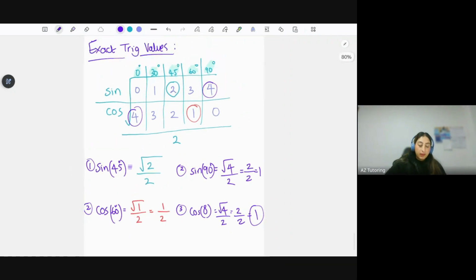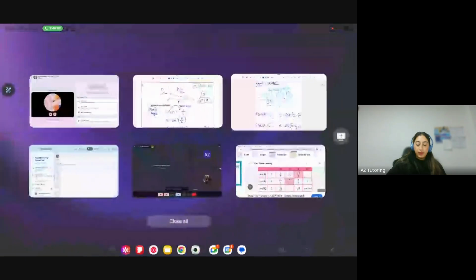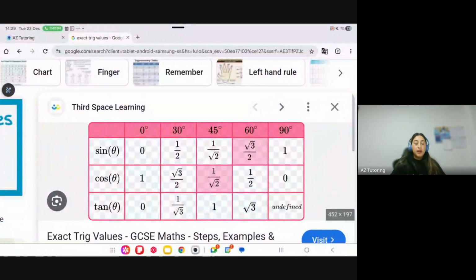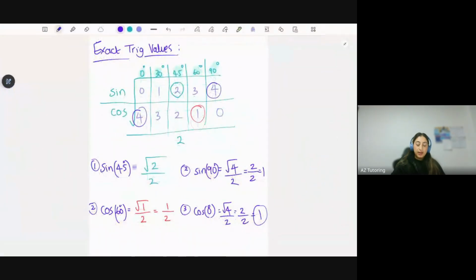If you obviously don't want to use this method, you can always memorize this table, but just to double check your answer, you don't want to lose a mark or two just because you don't remember. It's always handy to know this table, and then from this table you can always double check what your answer is going to be.